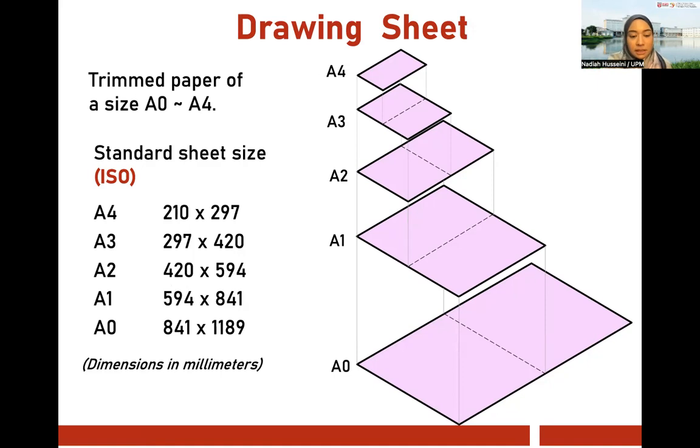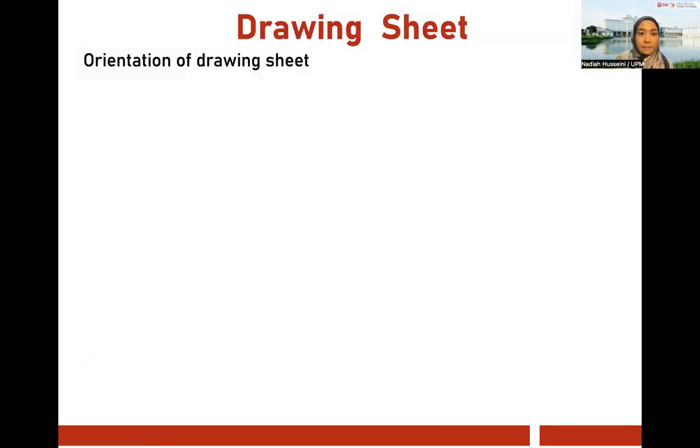So the dimensions are always in millimeters. Remember when we started with our AutoCAD, I asked you to set the units. Always set your units to millimeter. That is your ISO. That is the standard. Don't use meters, don't use inches, don't use feet. Always go for millimeter. Okay.